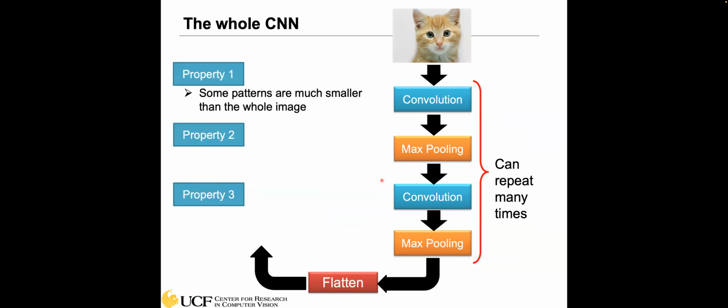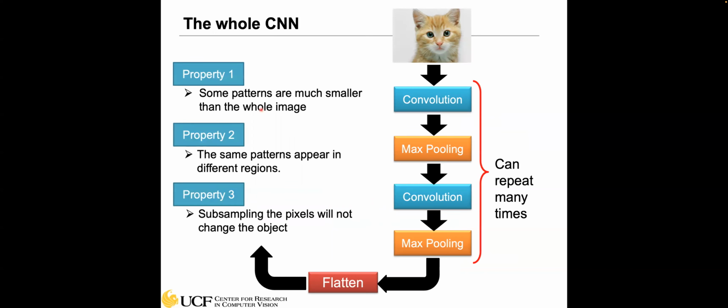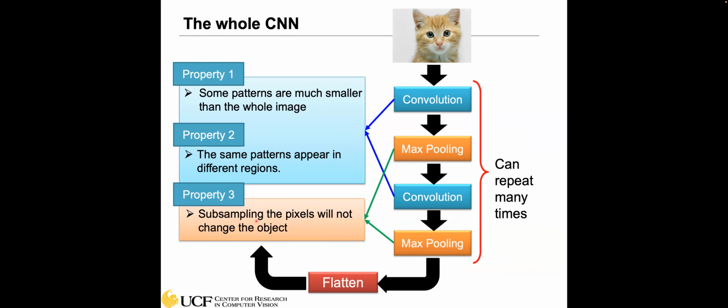Okay, so these are the three properties we just talked about. For properties 1 and 2, we design the convolutional operation. And for property 3, we design the pooling operation. Here we mostly use max pooling, and we'll talk about that in detail later. And there are some other pooling strategies like average pooling.